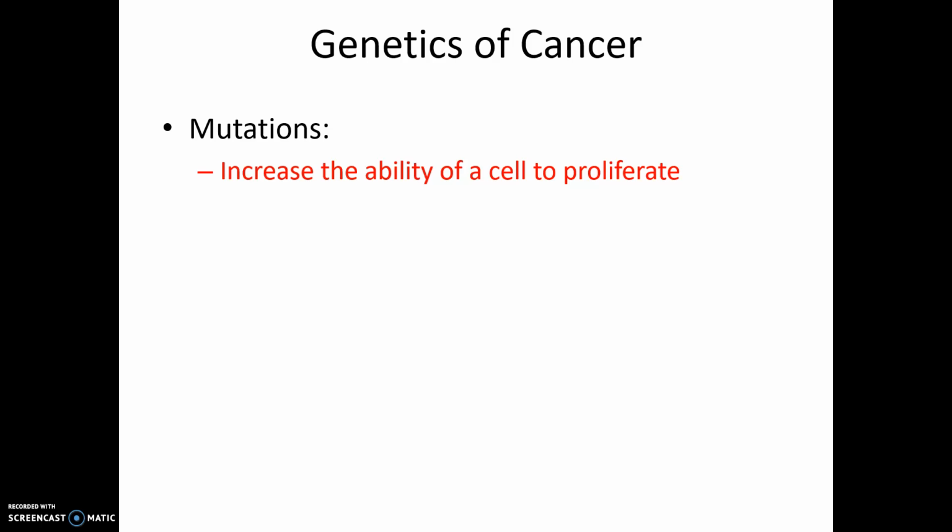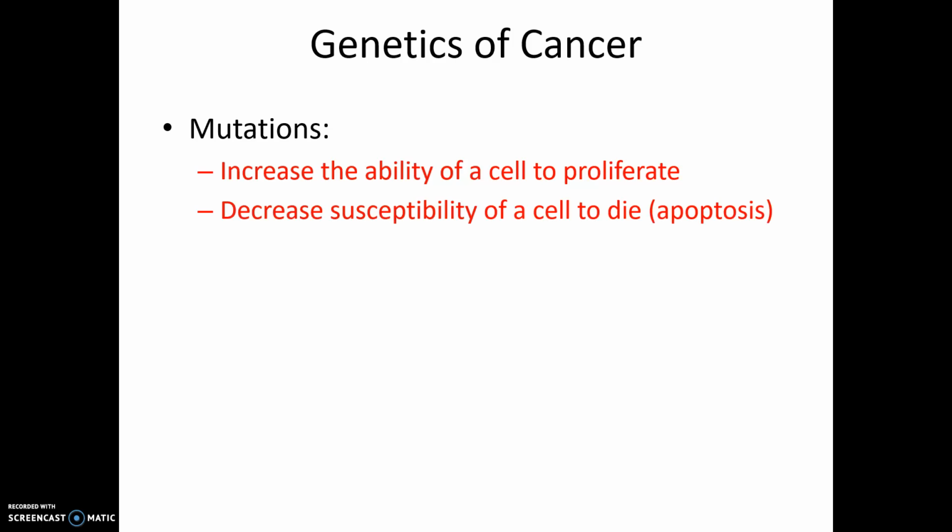Those mutations then increase the ability of a cell to proliferate. There's that uncontrolled cell division again. They also decrease the ability of a cell to die. Programmed cell death is called apoptosis. You can think of this like cell suicide. Once the cell realizes, oh my gosh, I'm so messed up, I need to go ahead and apoptose so I don't mess up the tissue or organ or organism, it goes ahead and apoptoses.